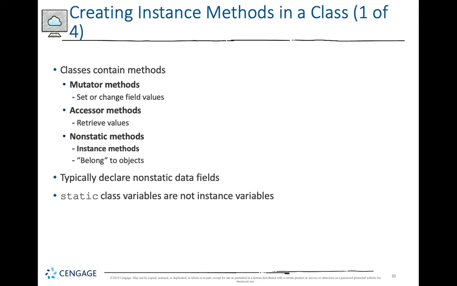All right, so non-static methods. We just touched on it. Let's talk about it again. Non-static methods are instance methods. They belong to objects. They're an instance of that object. Typically, you declare non-static data fields as well. A static class variable is not an instance variable. That's important.